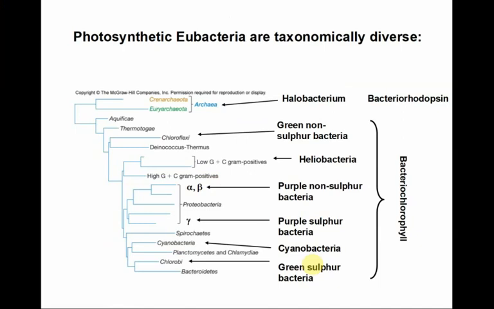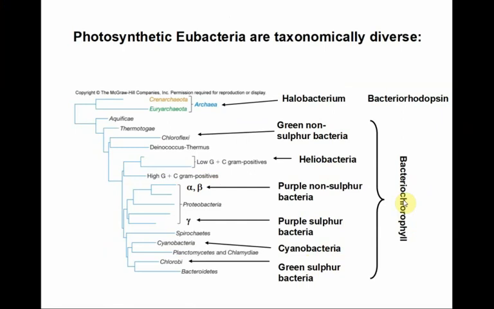Things are a little bit more complicated when you look at photosynthetic eubacteria. They all have basically the same biochemistry in the molecule that's going to absorb the light to produce energy. But when you look at them, they're all over the place. The different groups of photosynthetic bacteria do not have any recent common ancestor. So that means that they cannot possibly have inherited their photosynthetic system from a common ancestor.